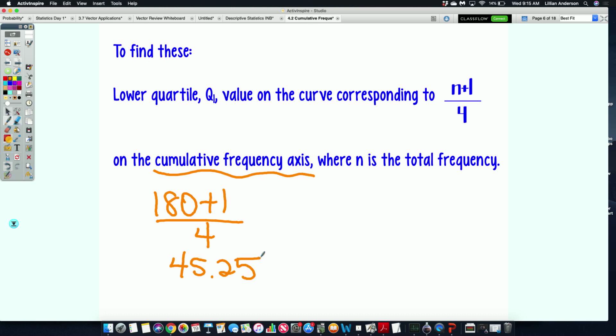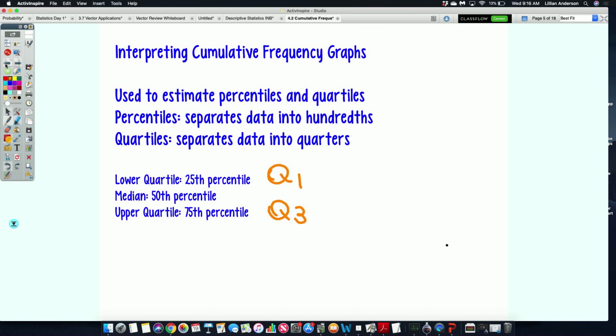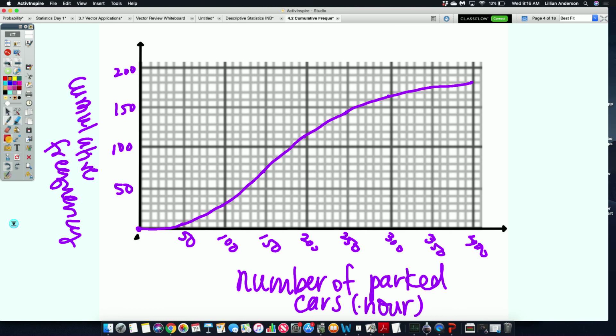45.25. Now listen to me well. This is not your Q1. This is where you need to go on your cumulative frequency axis to find Q1. This is what I mean. I'm going to go back to my curve, and I'm going to go along my cumulative frequency axis to 45.25.